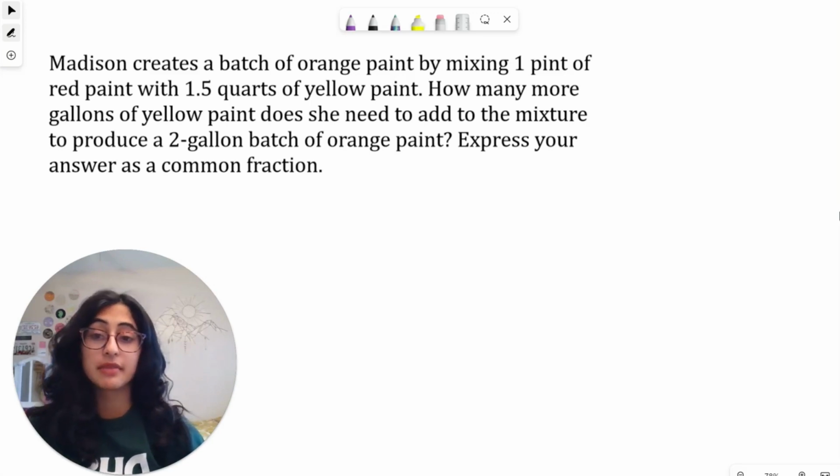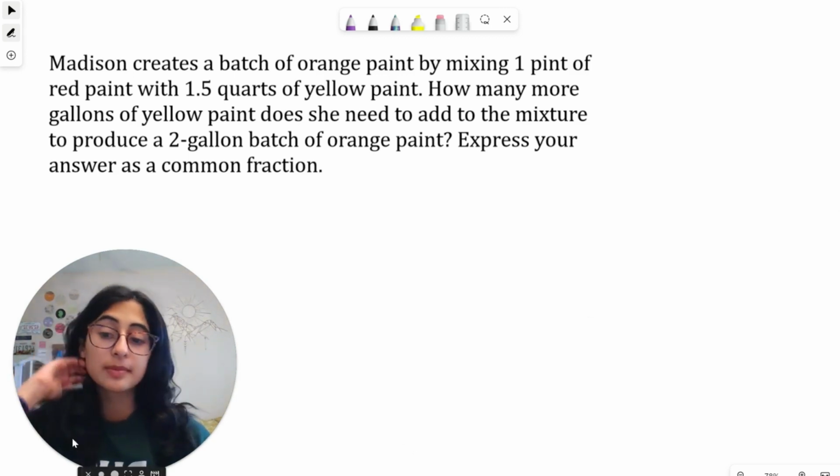Alright, this question says, Madison creates a batch of orange paint by mixing 1 pint of red paint with 1.5 quarts of yellow paint. How many more gallons of yellow paint does she need to add to the mixture to produce a 2-gallon batch of orange paint? And then they want us to express our answer as a common fraction. Alright, so how do we approach this?